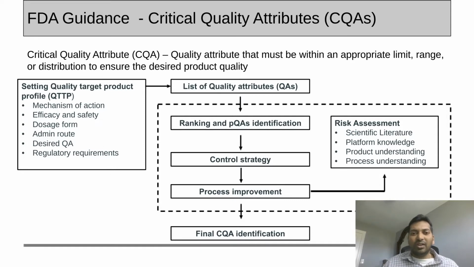Once all these are defined and fit into regulatory requirements, they start taking the product and looking at the quality attributes. These quality attributes are defined by two important factors. One factor is called severity, and the other is called likelihood. Severity depends on the safety and efficacy of the product.